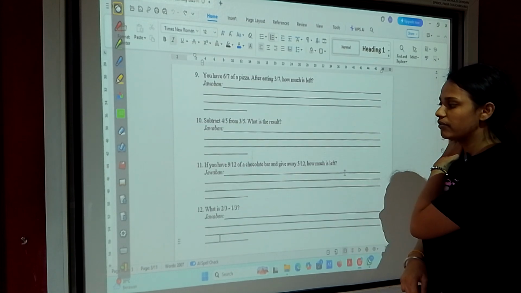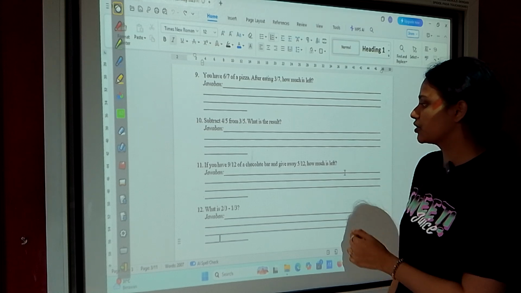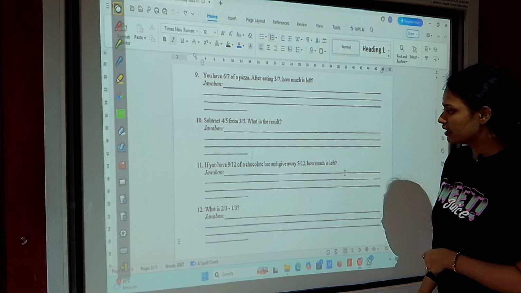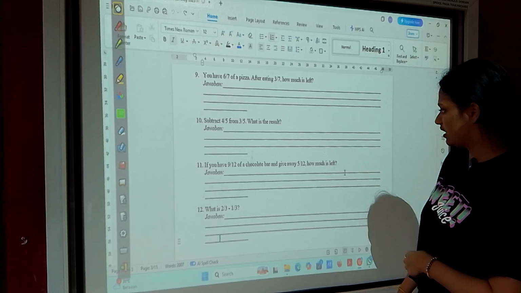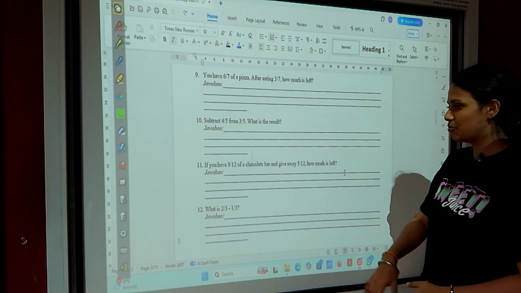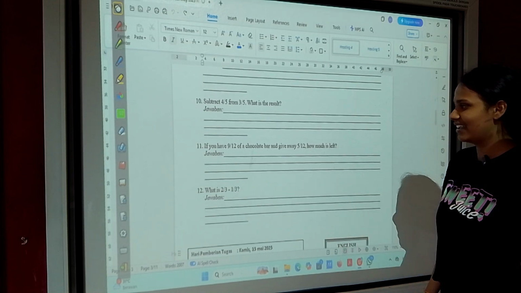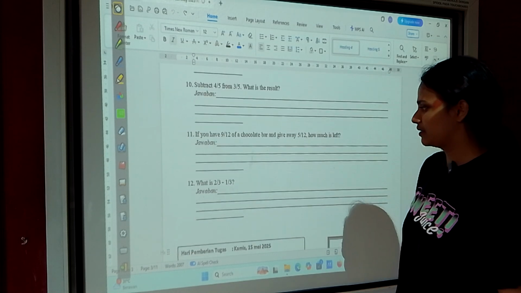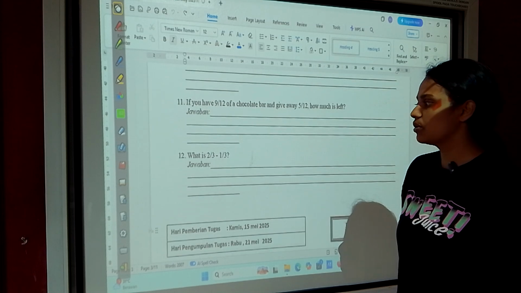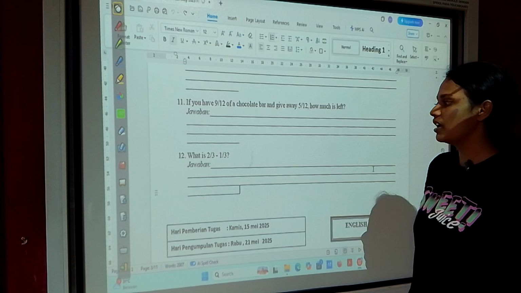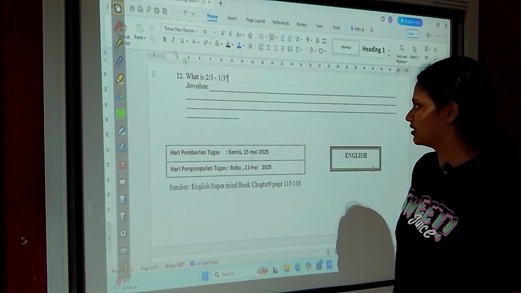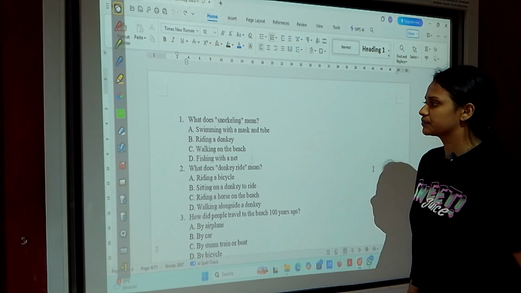Next. If you have 9 over 12 of a chocolate bar and you give away 5 over 12, how much is left? 4 over 12. Enough? Okay, next, the last: what is 2 over 3 minus 1 over 3? The result will be 1 over 3. Yes. Next, English.